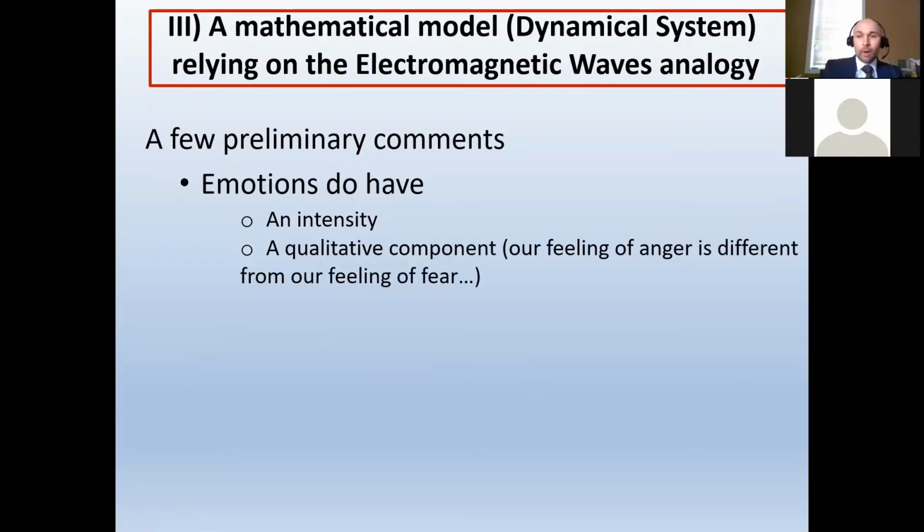And now we can come back to, for example, the discrete theory of emotions. You distinguish fear, anger, happiness, etc. So, meaning that emotions have a qualitative component. And if you want to set up a model, this model should be able to provide a good description of these distinct qualitative components.